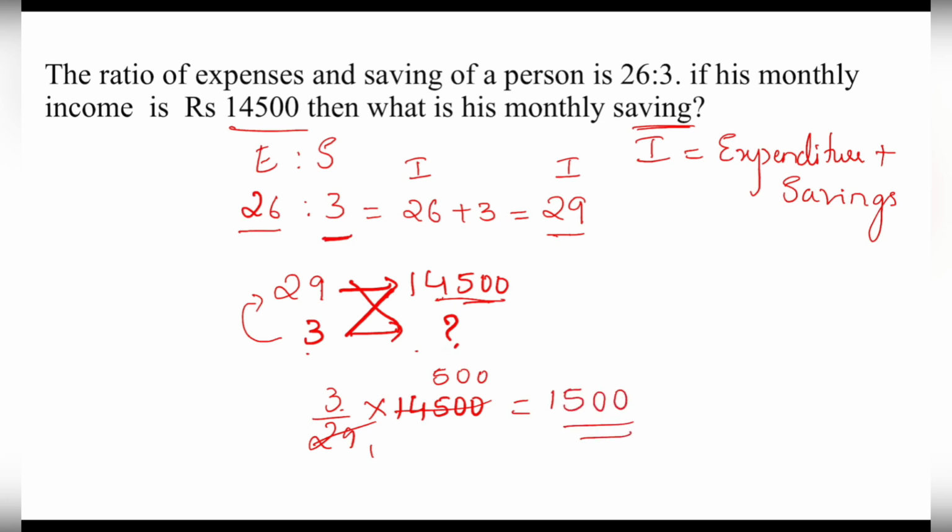1500. If they had asked expenditure was how much, then what would we have to do? So 26 divided by 29 into 14,500 would give us expenditure. But they have asked us savings. So savings is how much? It is 1500. In just one simple step, we can solve the problem. Next, going to the next problem.